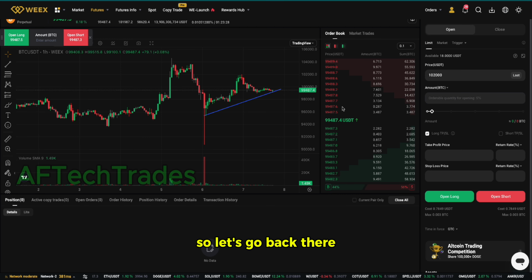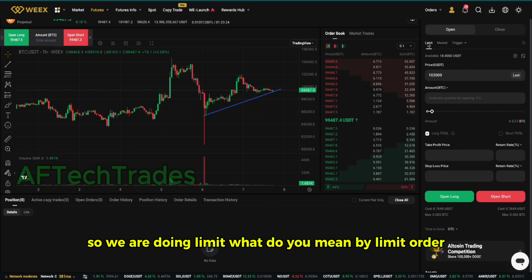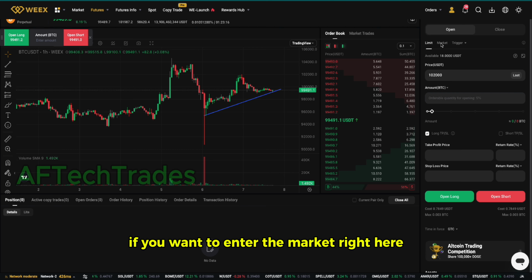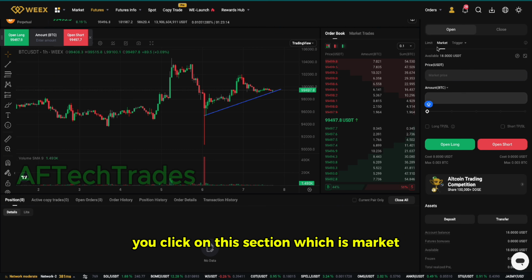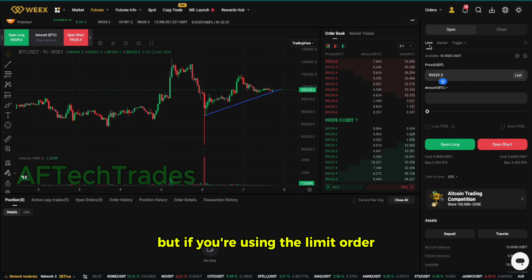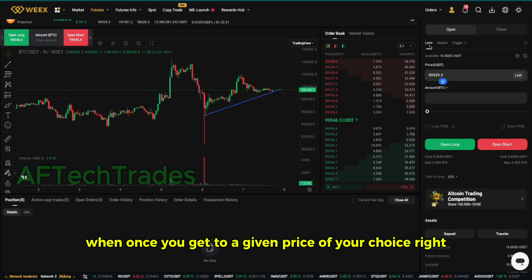So let's go back there. Now you can see here it's on limit. So we are doing limit. What do we mean by limit order? It means we are not entering this market right away. If you want to enter the market right away, you click on this section, which is market. You want to enter the live market immediately. But if you're using the limit order, you want the market to trigger at a given price of your choice, right?